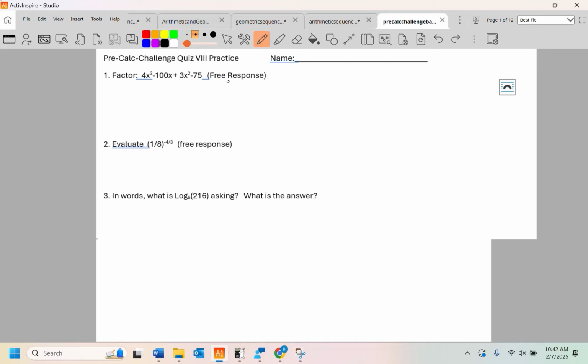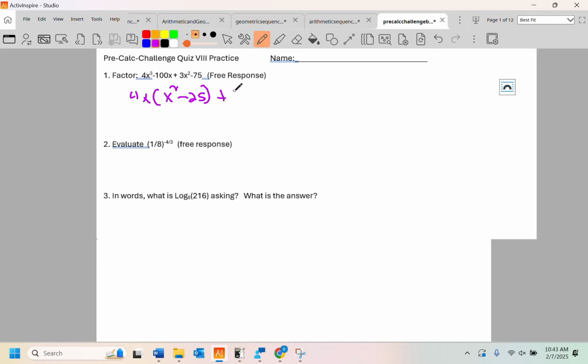All right, the pre-calc challenge quiz, practice 8. So I think about 4 of you in there know how to factor by grouping. Anyways, first two terms, they both contain a 4 and an x. Pull a 4x from that, you'll have x squared. You pull it from that, you'll have to take away 25.